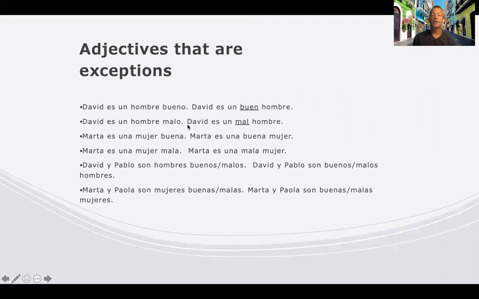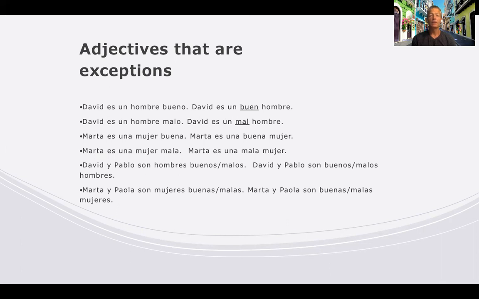Now, you do have some adjectives that come before or after the noun, but they may change in form, and they may even change in meaning. Take bueno and malo, for example. Bueno and malo can come before or after the noun. If you use bueno in a masculine form, it will go from David es un hombre bueno to David es un buen hombre. So we drop the O from bueno if you put it before hombre.